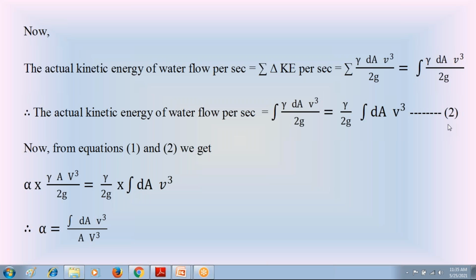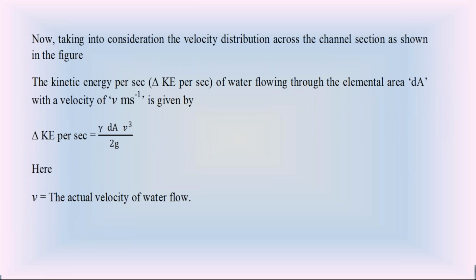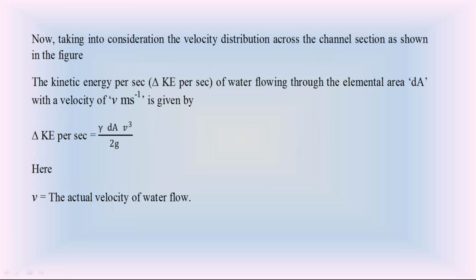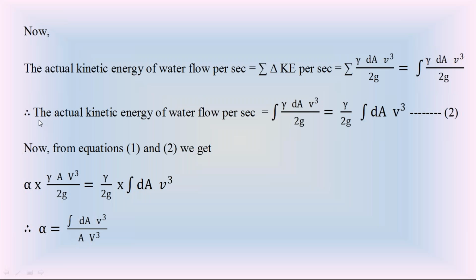Equation 1 is the actual kinetic energy per second by using the mean velocity. By using the mean velocity V, we calculate the actual kinetic energy of water flow per second as alpha into gamma A V cube by 2g. Here V is the mean velocity. But by using the water layers also, we calculate the actual kinetic energy of water flow per second, which is equal to gamma by 2g integral dA into v cube. This small v is the velocity of water flow in the water layer.